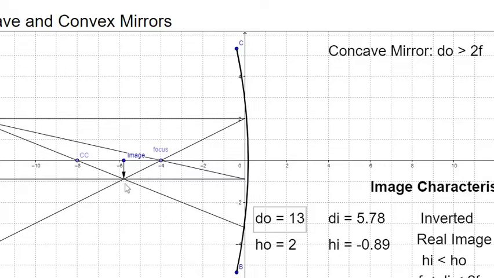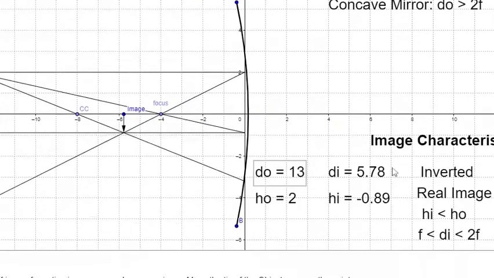Now, the image that is formed when this object is here for this particular mirror is located right here. And you can see a few things over on this side. You can see that the image distance is measured from the mirror. You can see it's just short of 6. They have it at 5.78. You can verify that using the mirror equation. You can see that it is an inverted image. You see that it is upside down. It is a real image.